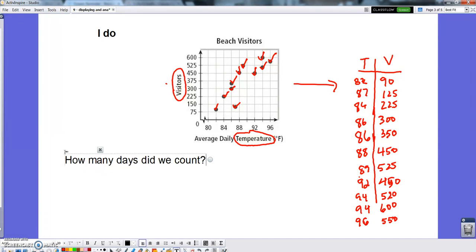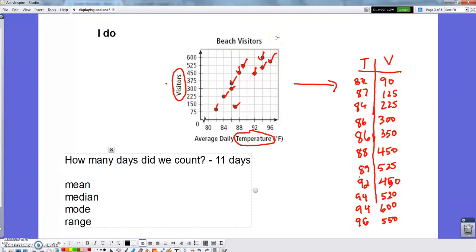And to do that, all I have to do is count how many points I put on my scatter plot. 1, 2, 3, 4, 5, 6, 7, 8, 9, 10, 11. So this was counted 11 days. Then I've been asking you, like, what were the mean, median, mode? Those are measures of central tendency, and also a measure of spread called range.